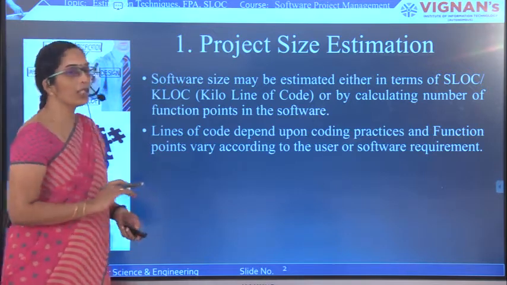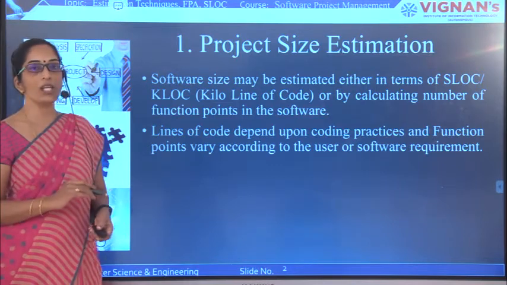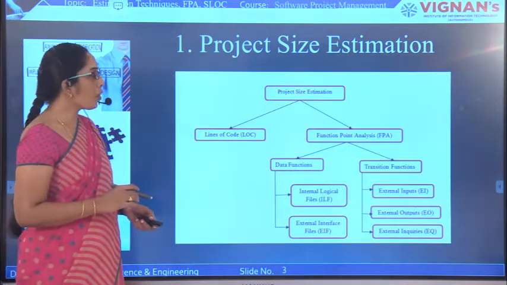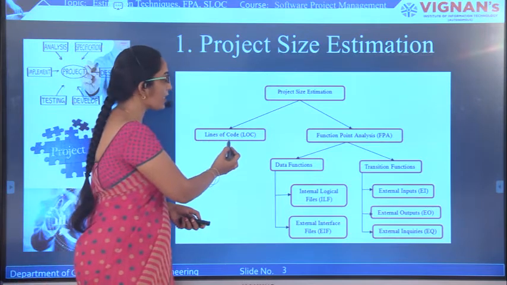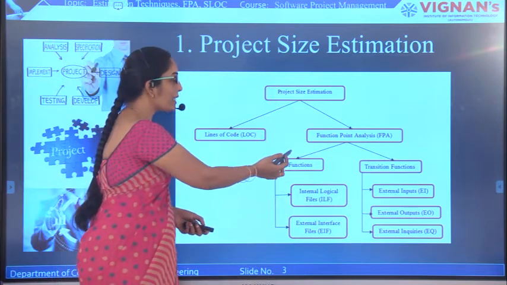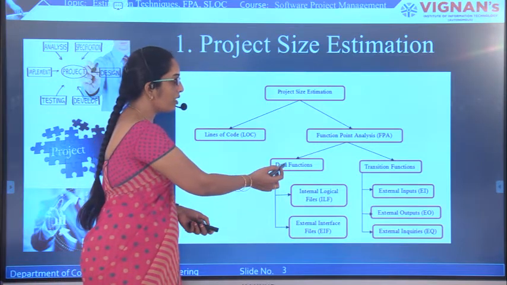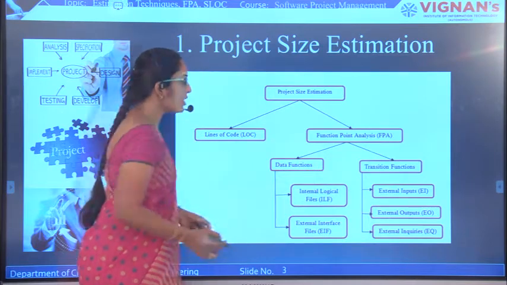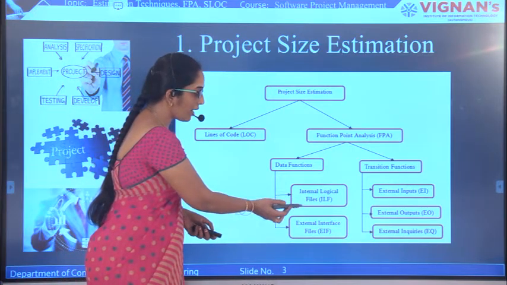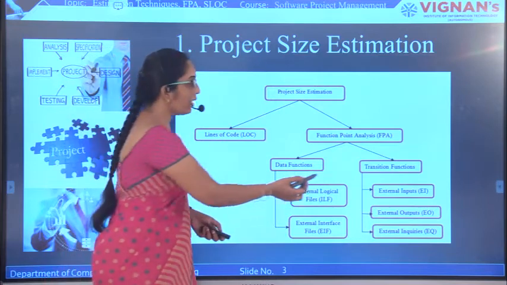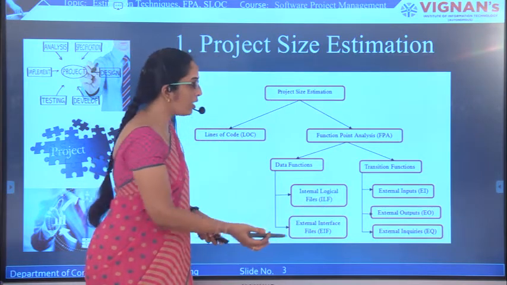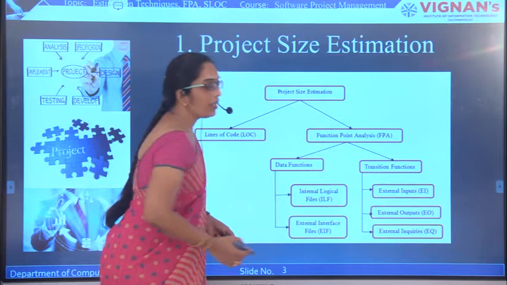Lines of code depend upon the coding practices and function points vary according to the functions defined based on the software requirements. So, project estimation usually is measured in two ways, that is lines of code and function point analysis. And function point analysis in turn takes two functions, that is data functions and transaction functions. Data functions consist of two more functions called internal logical files and external interface files. Similarly, transaction functions in turn consist of three functions, that is external inputs, external outputs and external inquiries.